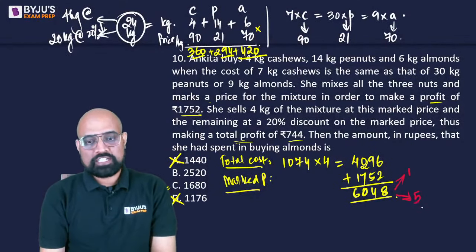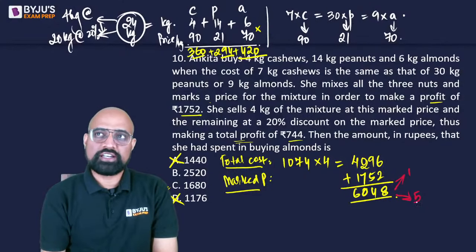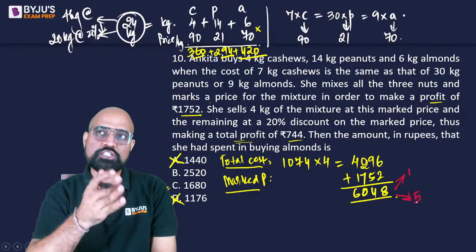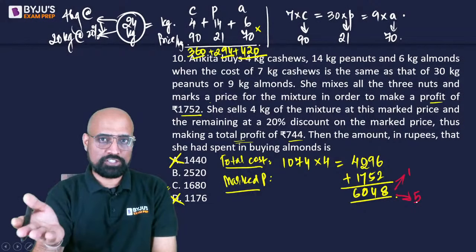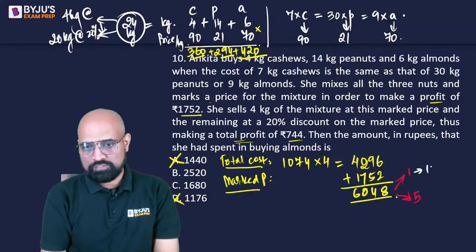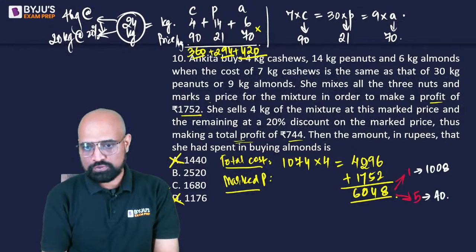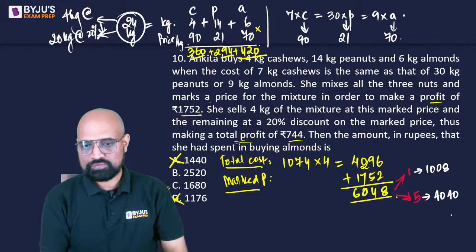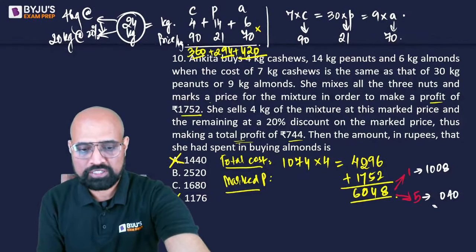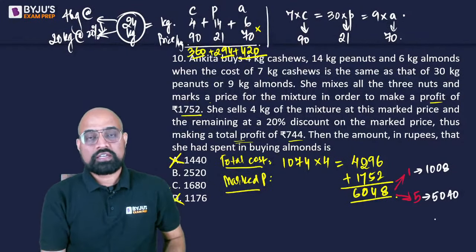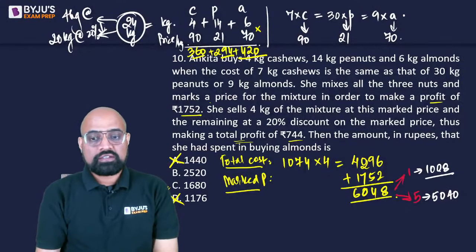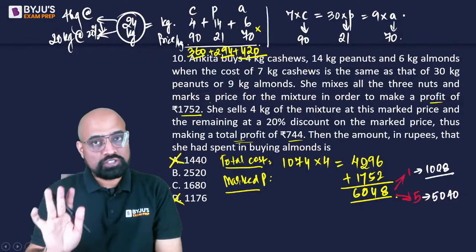So we have to divide into 6 parts. 6048, if I divide it into 6 equal parts, each part will be 1008, right? So this 1 will denote 1008 rupees, and this 5 will denote 5 times that, which is, sorry, 5040, 5 times, right? So Ankita is going to get 1008 rupees.